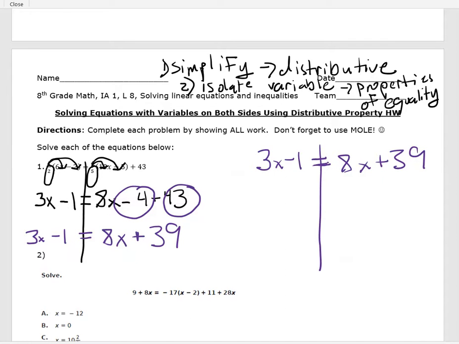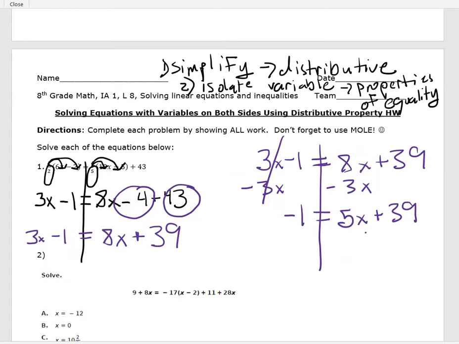Okay. And so in this case, I'm going to subtract the 3x from both sides. All right. So I have minus 3x, minus 3x. So that leaves me with -1 is equal to 5x plus 39. All right. So I got rid of the 3x on this side. Properties of equality. I have to do the same thing over here. Left with -1 is equal to 5x plus 39.